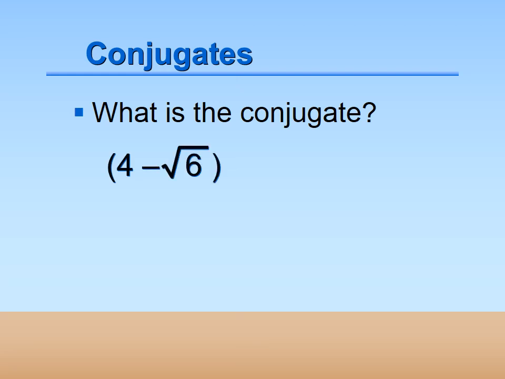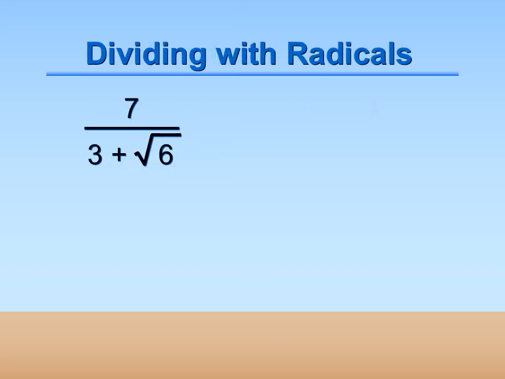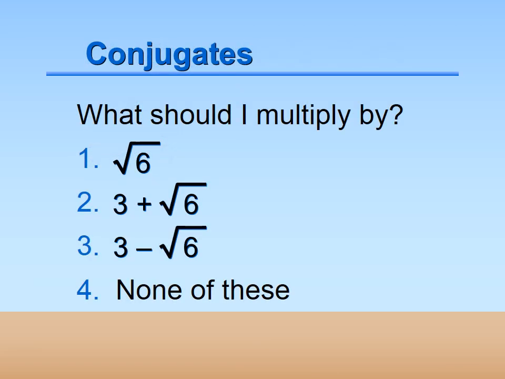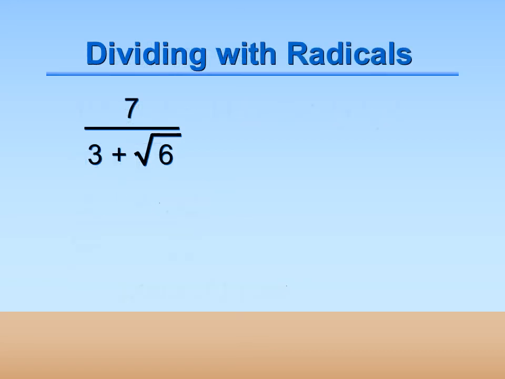So what about 4 minus the square root of 6? What's the conjugate there? Okay, you should have said 4 plus the square root of 6, because the subtraction is going to turn into addition. So the conjugate of 7 over 3 plus the square root of 6, so 3 plus the square root of 6, the conjugate would be what? And you should have gotten the answer 3 minus the square root of 6. That would be the conjugate. That's what you would want to multiply by to get rid of the radical.